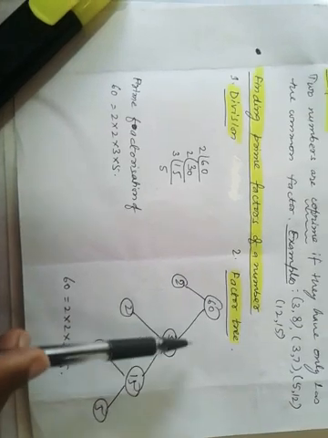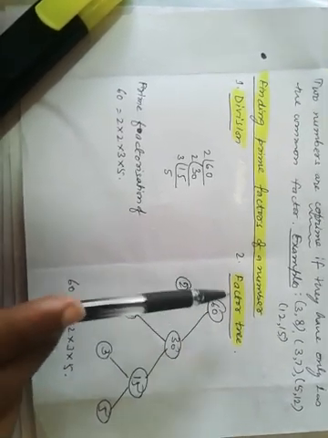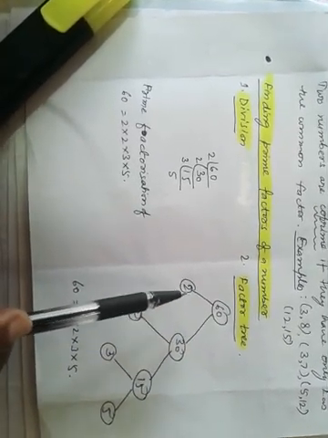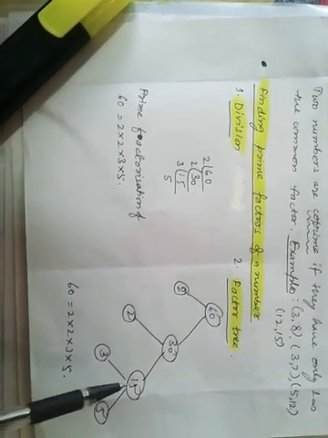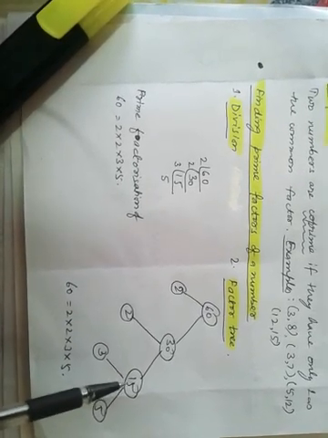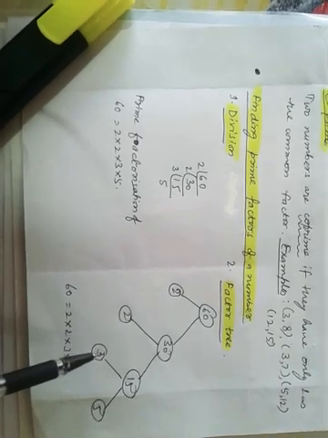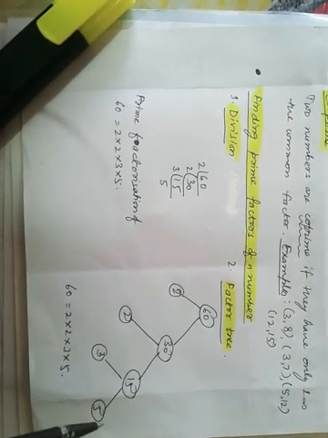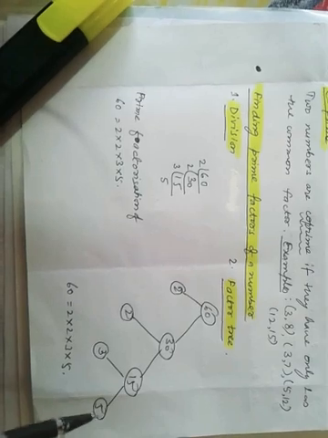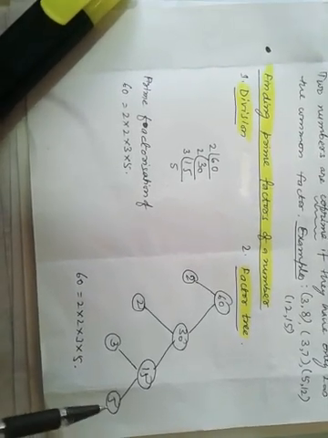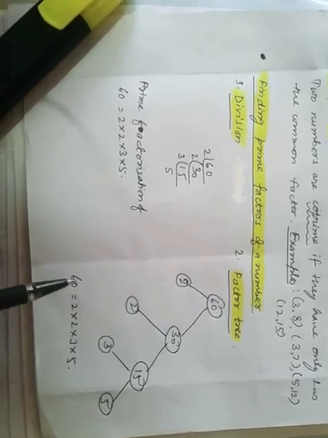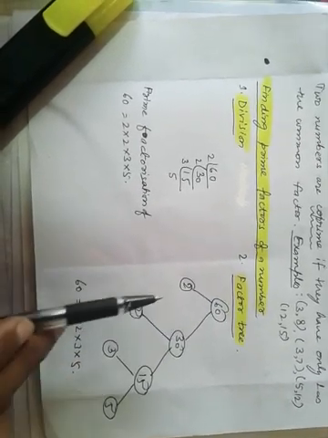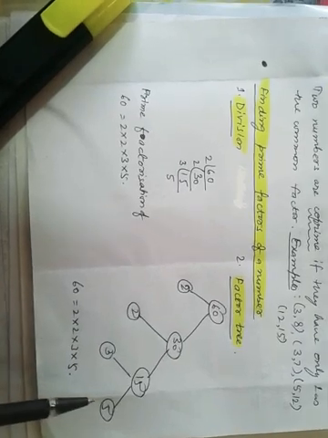Now by the factor tree method, suppose you write 60. We divide 60 by 2, and we get 30. Then when we divide 30 by 2, we get 15. Now 15 is not divisible by 2, so we go for 3. When we divide 15 by 3, we get 5. Here we get 5 at the end, so we stop. When we get prime numbers at both ends, we stop. So what is our answer? We write these prime numbers: 2 into 2 into 3 into 5.